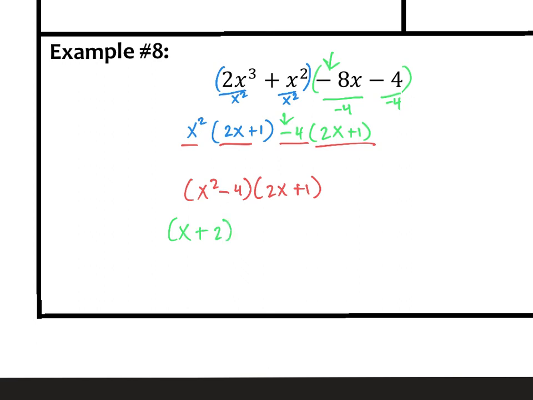So x plus 2, x minus 2, that difference of squares. I have to be able to see that. And then 2x plus 1 comes down. Moving on to number 9.